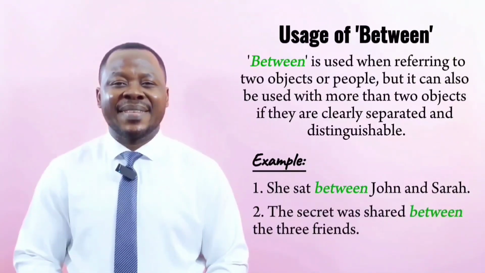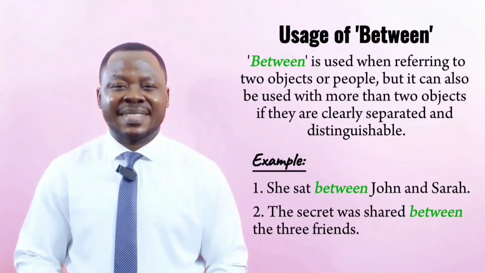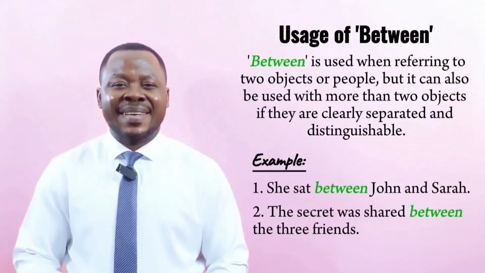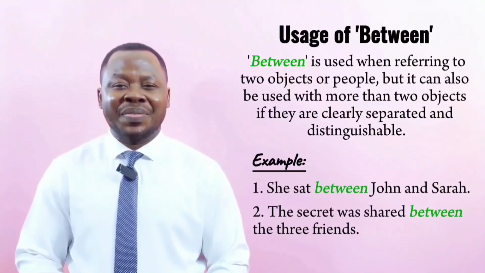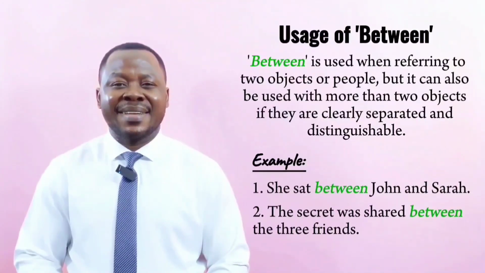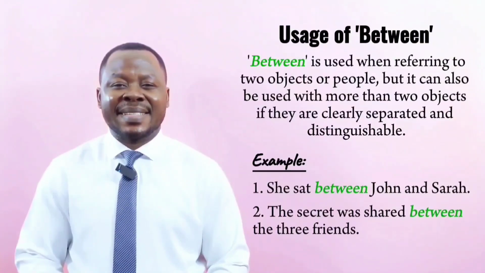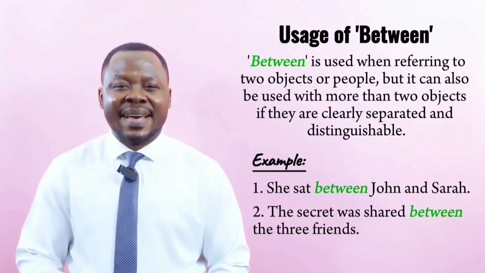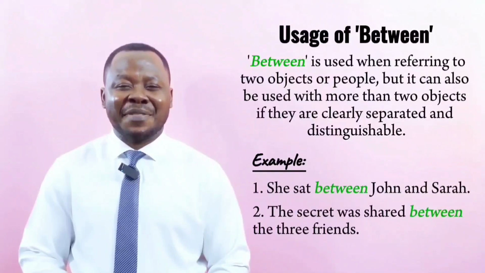2. The secret was shared between the three friends. Here, between points out that the secret was shared among three distinct individuals. Although there are three friends, the word between is appropriate because it suggests that the three friends are being considered as individual entities rather than as a collective group.